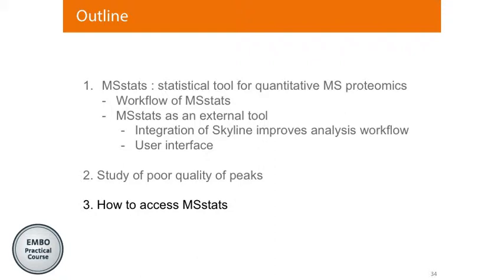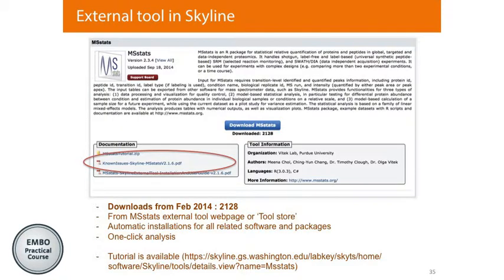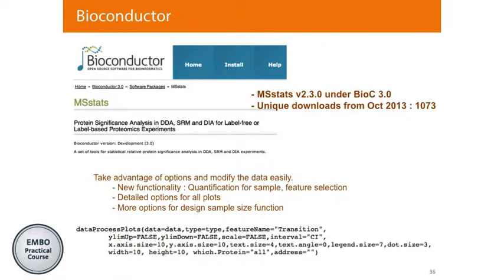So this is just a small example, and there are several ways to access MSstats. Definitely, first you can use the external tools. Here is the website from Skyline. You can just download MSstats, or you can use the tool store that I showed you. This is really easy to just click, but I just want to stress that you need to check the quality or check your assumptions, and have more background on which one is correct for your data.